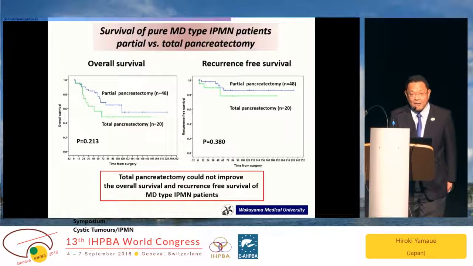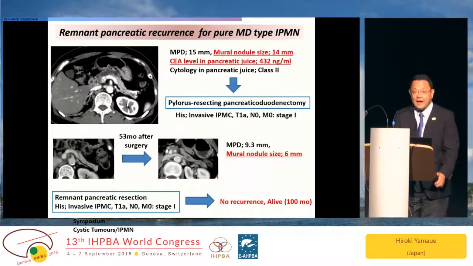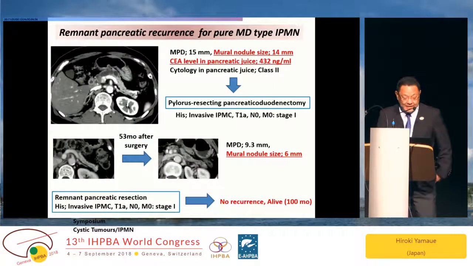And this is our data. The left side is overall survival. We compare the survival of the patients with partial pancreatectomy to total pancreatectomy. As you can see, there is no difference between the two groups. So maybe we have to say that total pancreatectomy could not improve the overall survival and the recurrence-free survival of main duct type IPMN. I would like to show you one representative case.